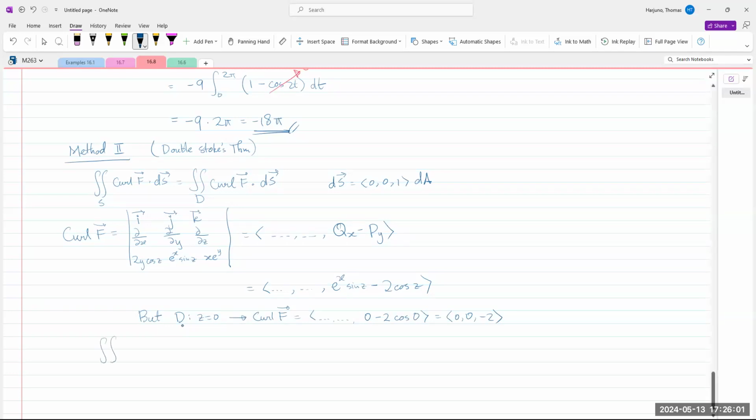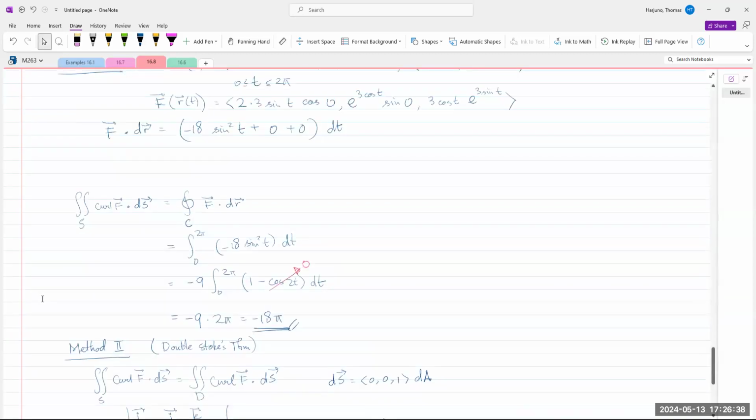So now our double integral over D of 0, 0, -2 dot 0, 0, 1 dA is double integral over D of -2 dA. That's -2 times the area of D. That's -2 times 9 pi. Okay, that's for number 2 from our textbook.